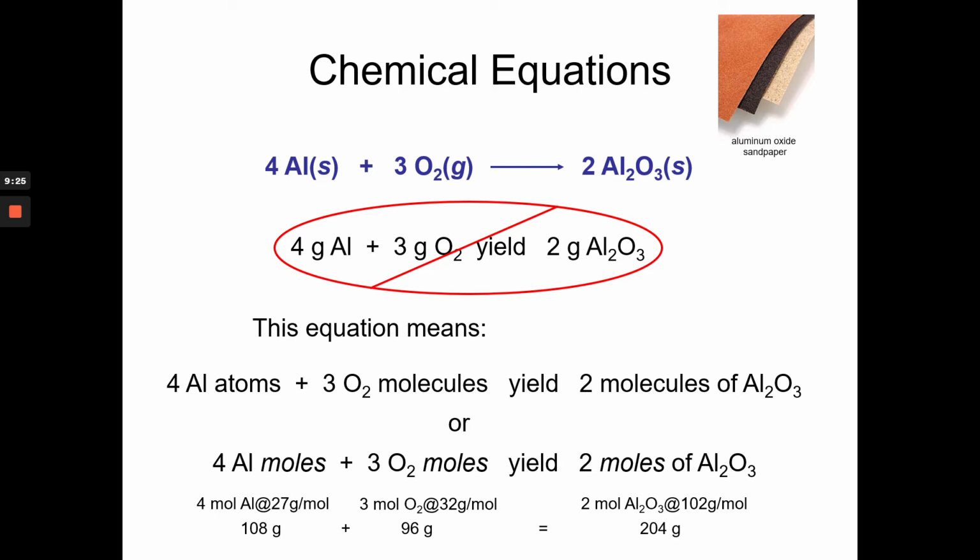The mass must be conserved in a chemical reaction. That's the law of conservation of mass. So the proper way to interpret those coefficients is either think of them as atoms, molecules, or moles. One of the two. It's not a gram coefficient.